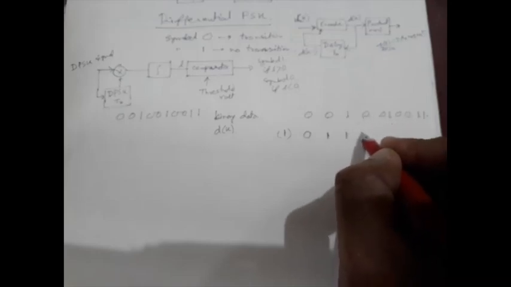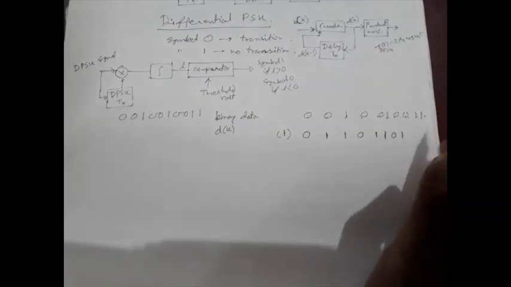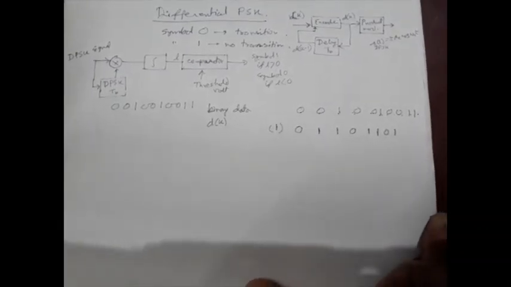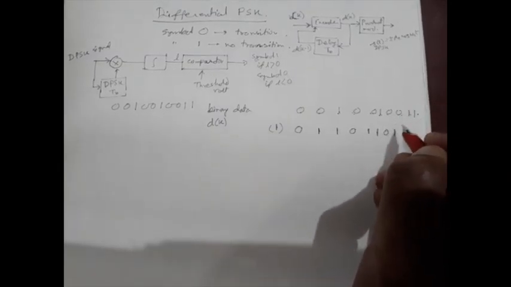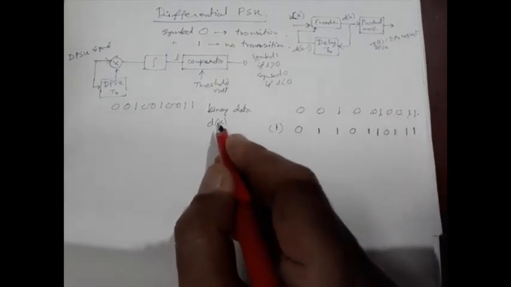This is our logic. Here 1 and 1, so no transition. 1 1 0, so there is a transition. 0 0 0, no transition, that means 1. 1 1 0, transition. 0 0 0, no transition. 1 1, no transition. 1 and 1, no transition, 1. So this is D.